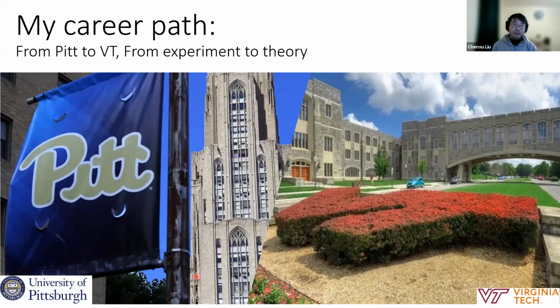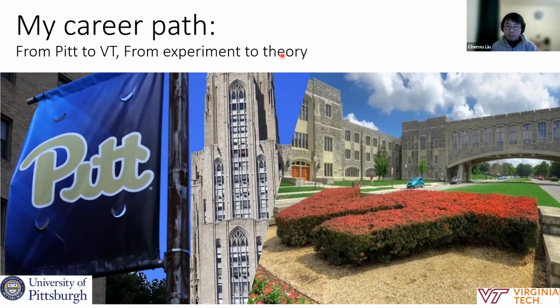So then I will briefly introduce my career path, and my subtitle for this part is from Pitt to Virginia Tech, and from experiment to theory. Before I joined the PhD program at University of Pittsburgh, in my undergrad period in China, I was working more with experimental groups, especially focusing on experimental optical physics. We worked with, for example, light propagating inside fibers, and we tried to couple the light with some materials, for example graphene, to introduce stronger nonlinearity, which can control the light propagating inside optical systems.